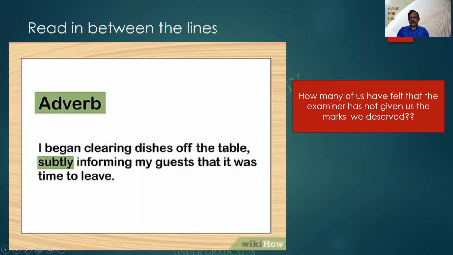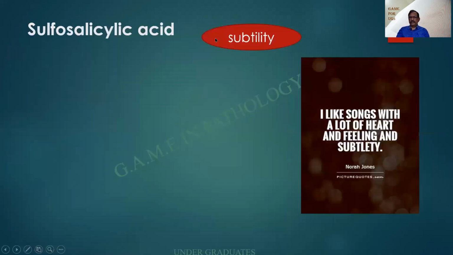I began clearing the dishes off the table, subtly informing my guest that it was time to leave. The key word here is subtle. When there is something that is unnoticeable, the examiner notices it, and that makes the difference in the marks. So always try to read in between the lines so that you are impressive even with the most difficult, unexpected questions.